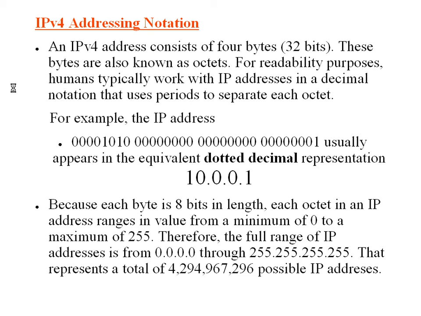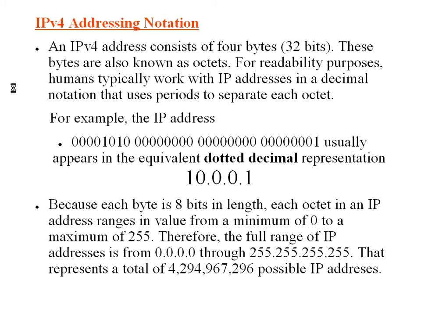In IPv4 addressing notation, an address consists of 4 bytes. These bytes are also known as octets. For readability purposes, humans typically work with IP addresses in a decimal notation that uses periods, that is dots, to separate each octet. For example, the IP address given below is usually represented in decimal notation as 10.0.0.1. Here, each octet is represented as a decimal number.